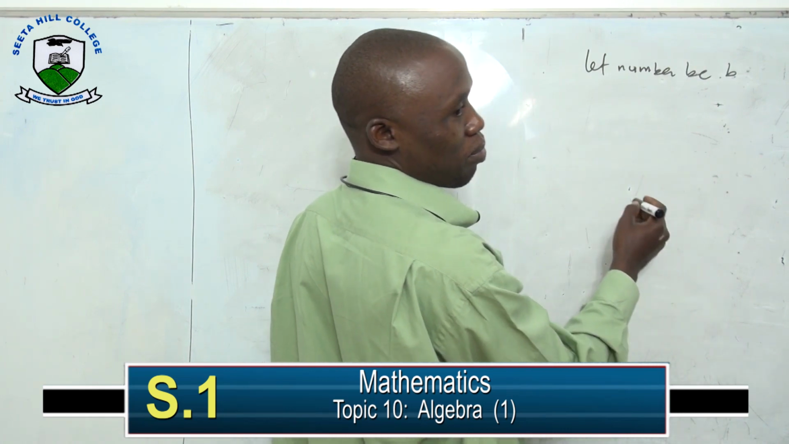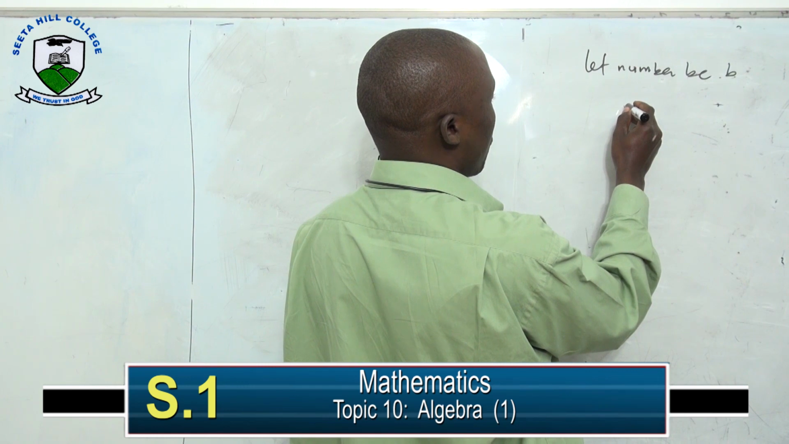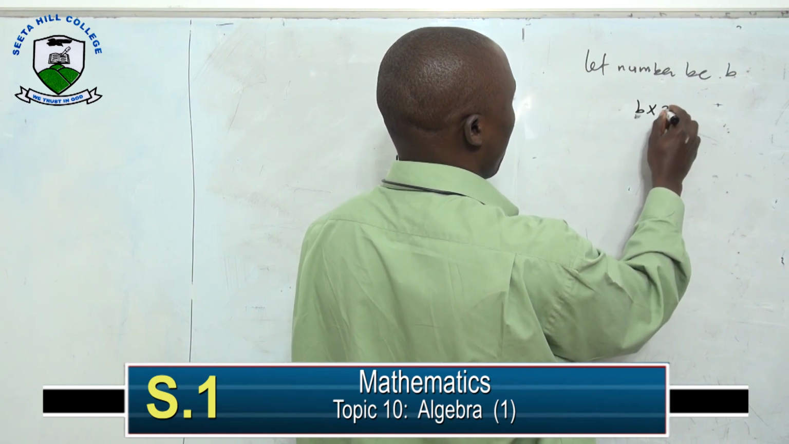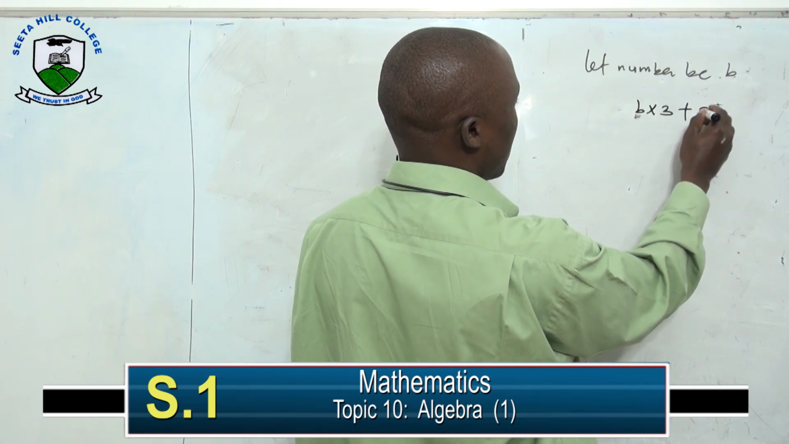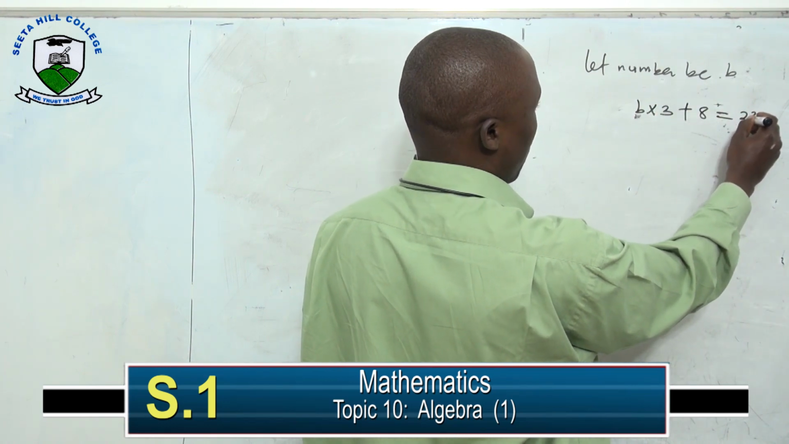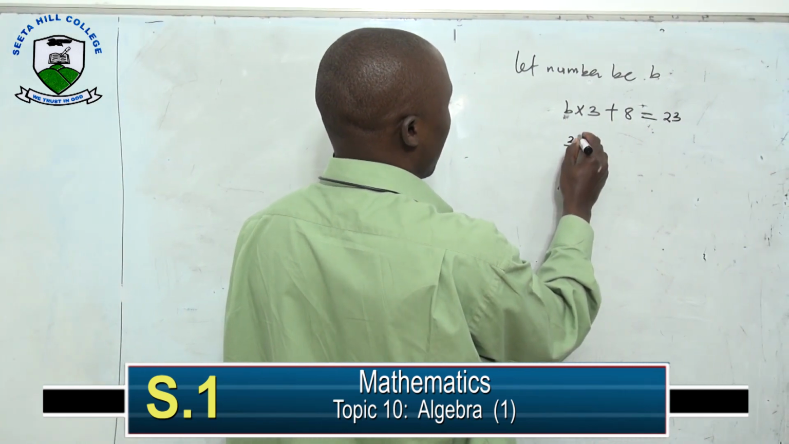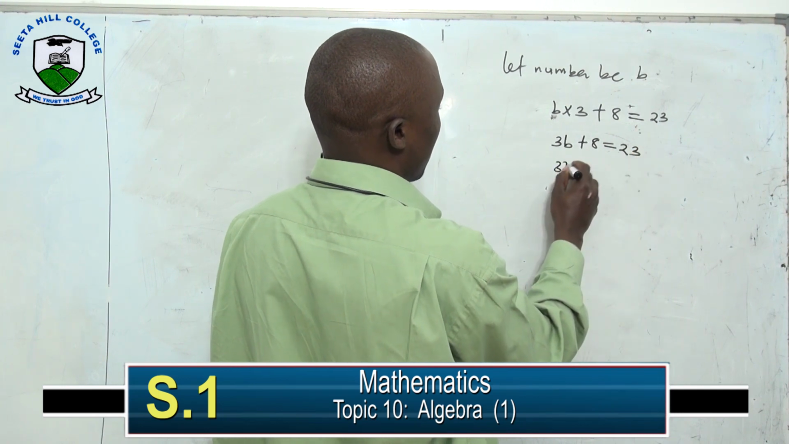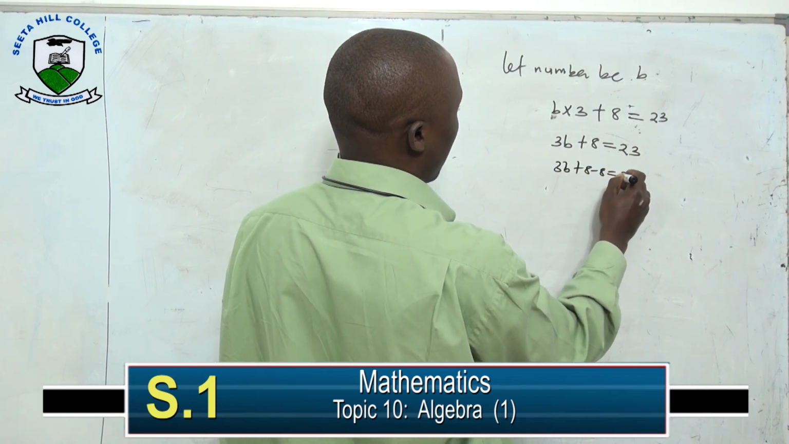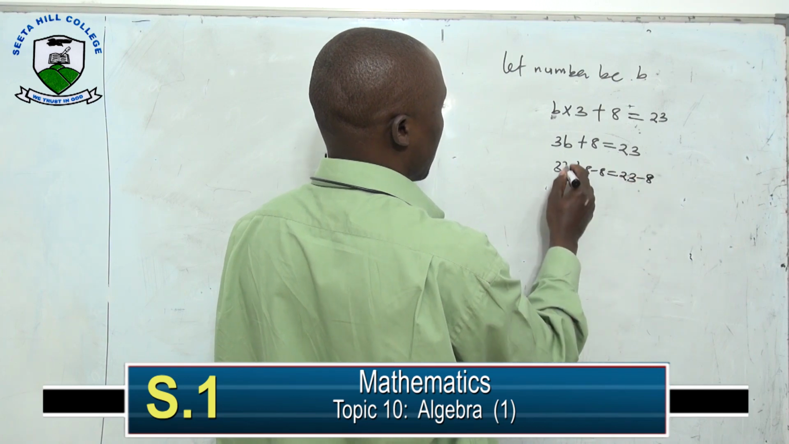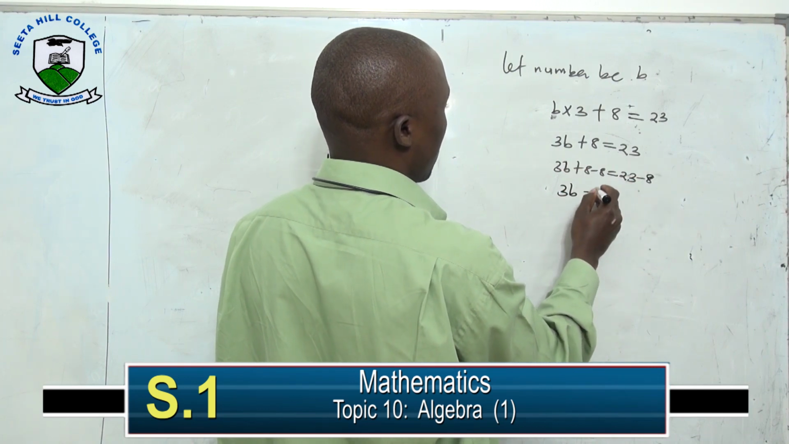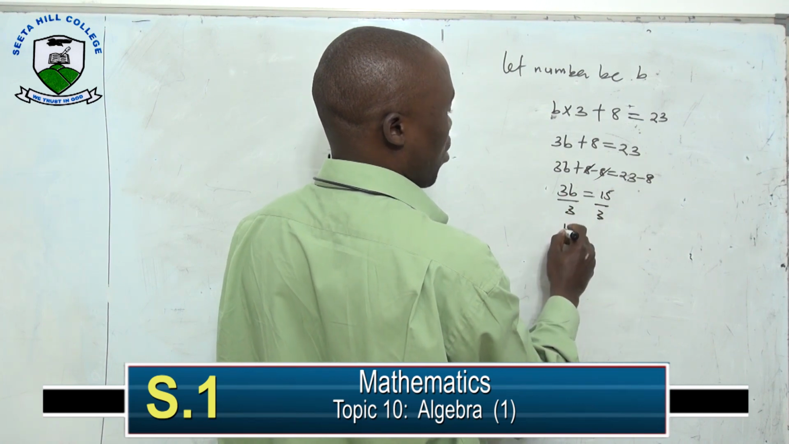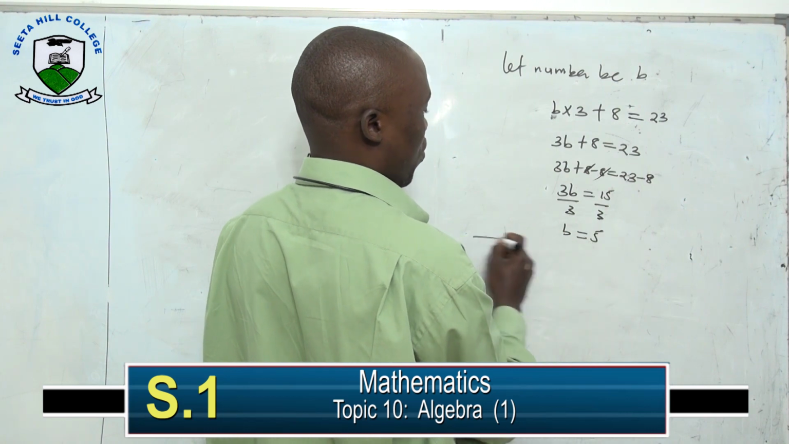If he multiplies it by 3, it has to be b times 3. We have b times 3 plus 8 equal to 23. So 3b plus 8 is equal to 23. Then 3b plus 8 minus 8 is equal to 23 minus 8. Yes, 3b equals 15. Dividing 3 out of 3b gives us b equals 5.